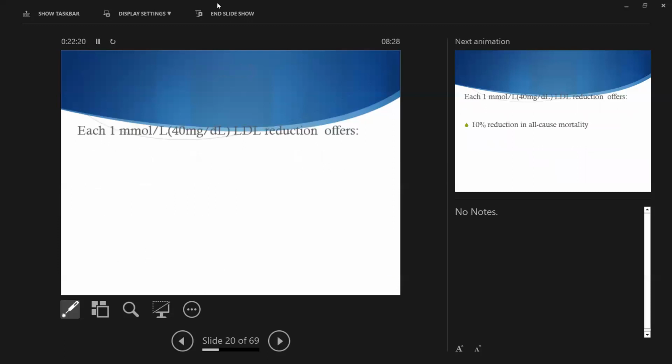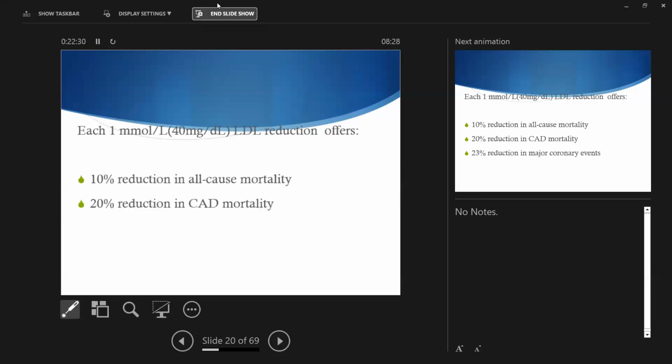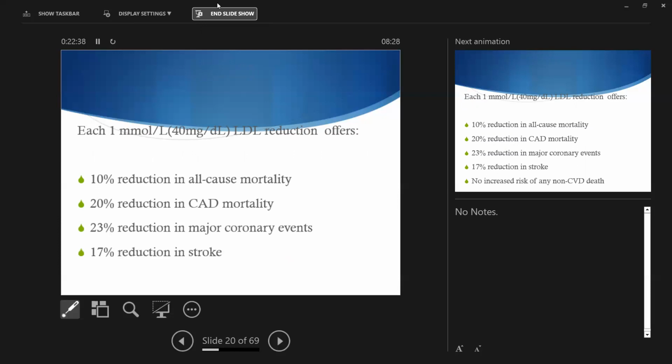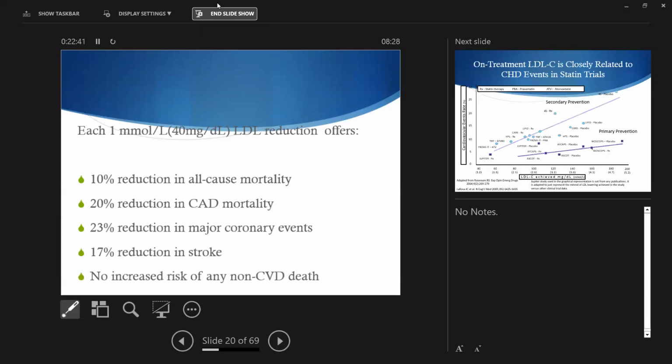The studies have shown that each 1 millimole per liter, that's around 40 milligram per deciliter, LDL reduction offers a 10% reduction in all-cause mortality, 20% reduction in cardiovascular disease mortality, and 23% reduction in major coronary events, and also a 17% reduction in stroke with no increased risk of any non-cardiovascular disease death. So this is the safety and efficacy of statin.